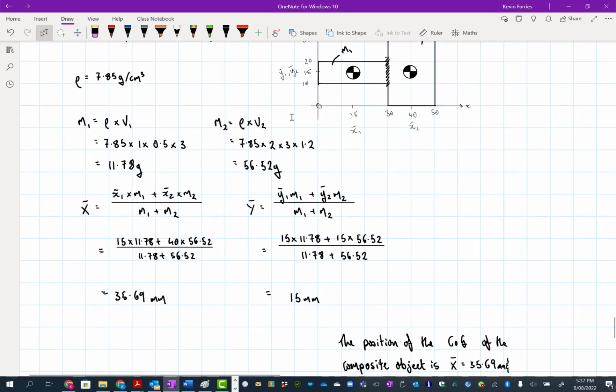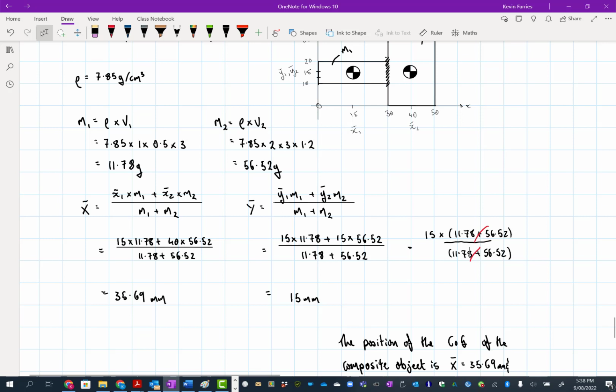Just to see why that is, what you could do here, just mathematically, is you could take out the 15 as a factor. So that's the same as 15 times 11.78 plus 56.52, divided by the same thing, 11.78 plus 56.52. So those two things cancel out and you're just left with the number. And so if both components have a centroid that's at the same position in one of these axes, then the compound object or the composite object will also have a centroid at that position.